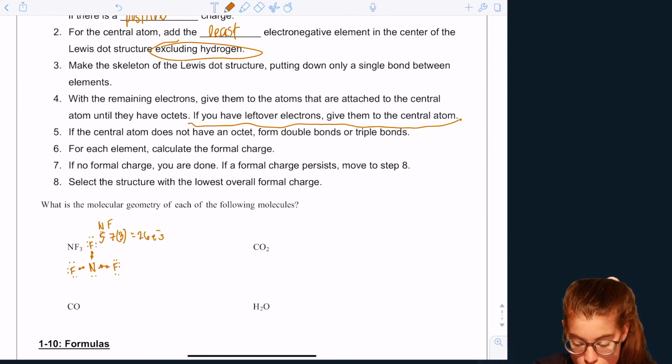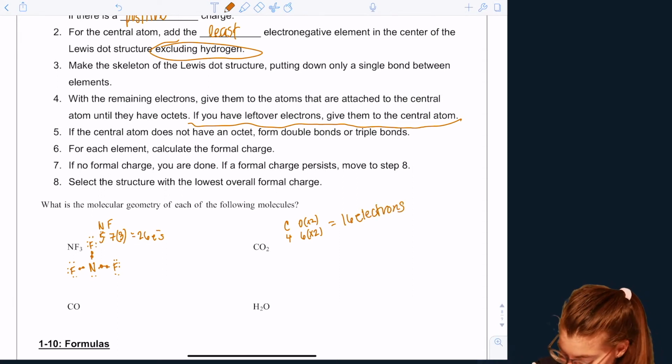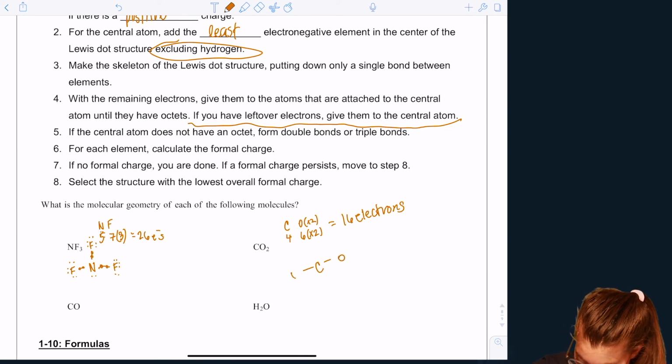Okay, let's do carbon dioxide. Carbon has how many valence electrons? 4. Oxygen is 6, so times 2 is 12, 13, 14, 15, 16, so that's 16 electrons total. So what's the least electronegative element? That's carbon, so put carbon in the middle.